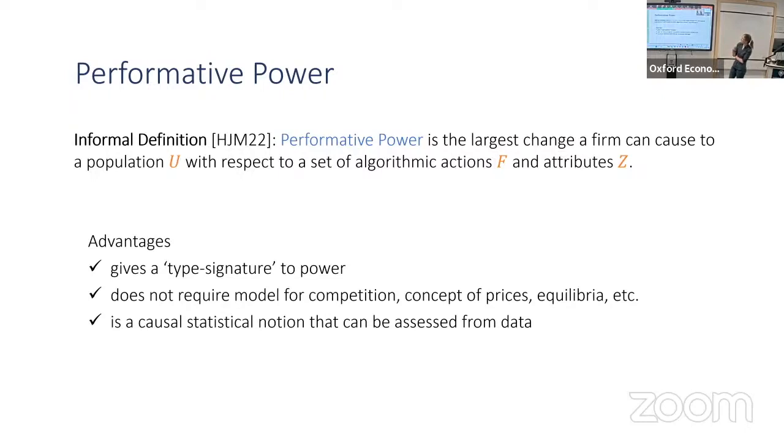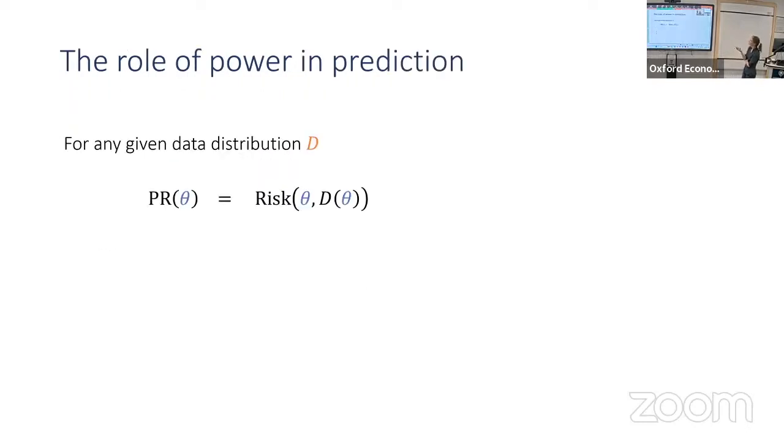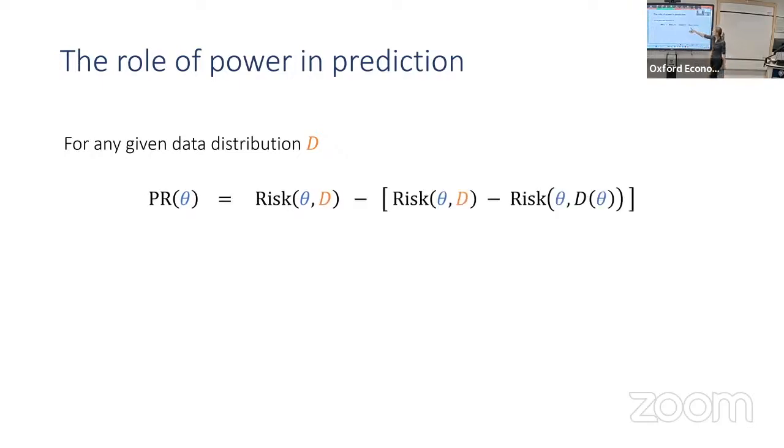Now I want to say a bit more about what it means in the context of prediction, which I think is a very interesting aspect here, which is the role of power in prediction. It's probably intuitively clear to you, but it's very nice to see it expressed here. So that's the performative gap we've seen before. Now I add and subtract two terms. What do I have here?